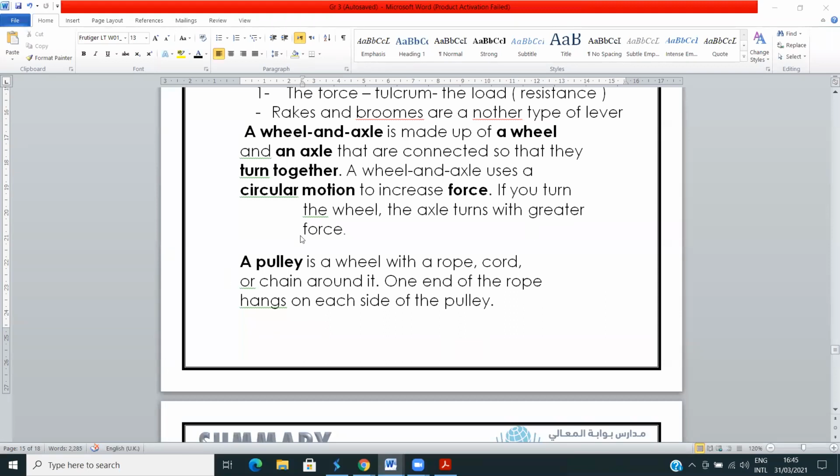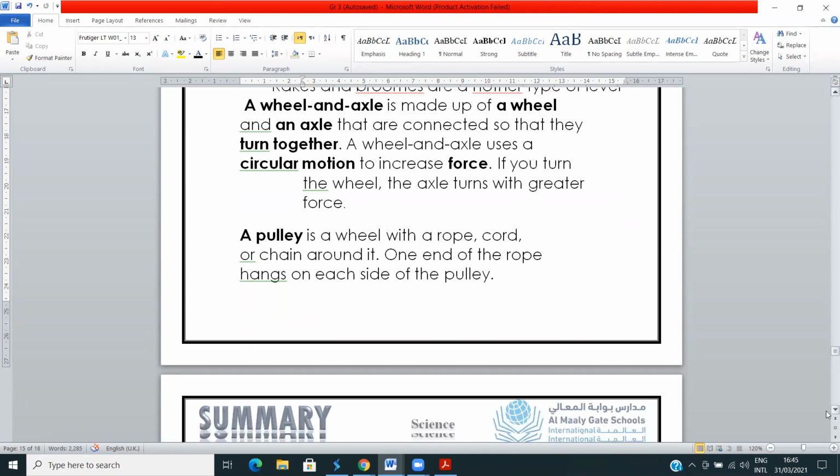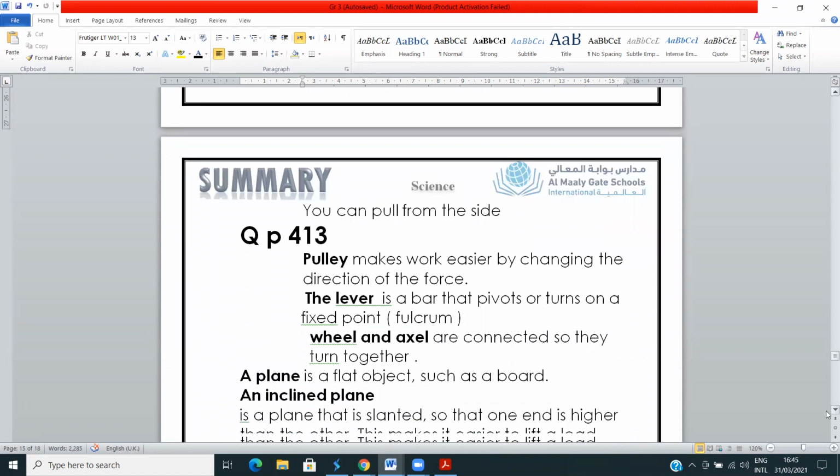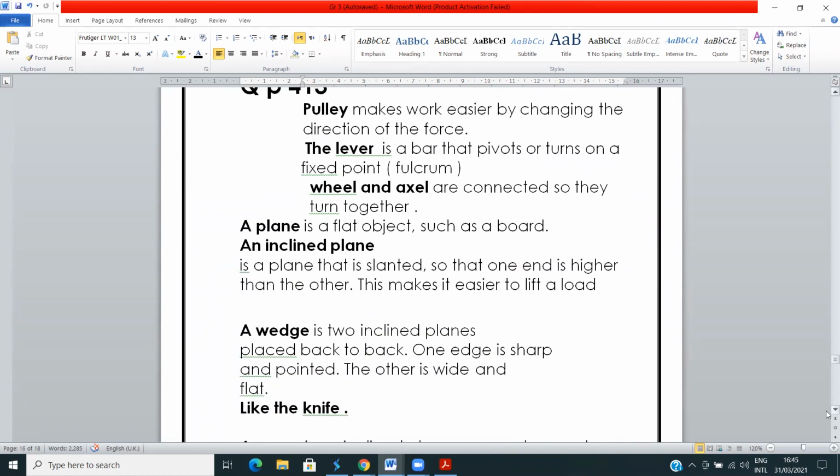Welcome. Yeah, another one. Muhammad Islam. How are you, Muhammad? Muhammad, what is a simple machine? What is a simple machine, Muhammad?